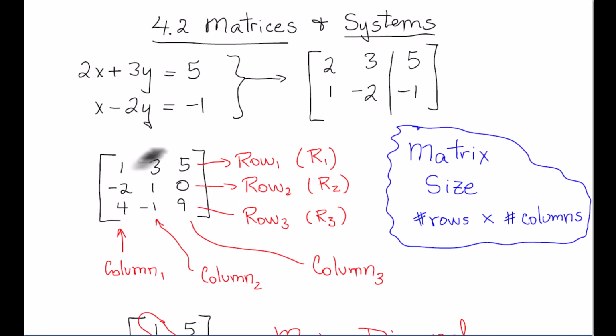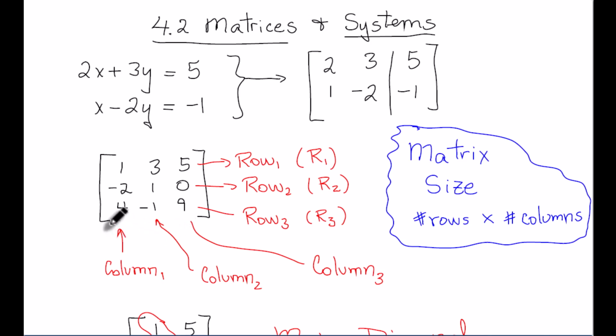Now, looking at a matrix, matrices have rows. So here's row 1, row 2, row 3. And it's often abbreviated with the capital R, 1, 2, 3, or however many rows that we've got. We also have columns. Here's column 1, column 2, column 3.